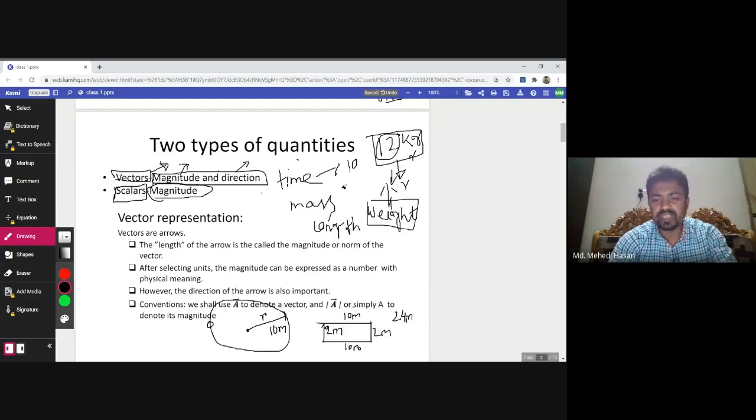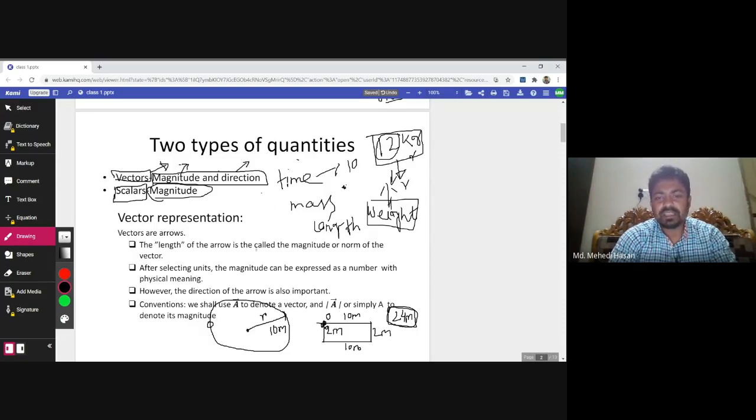But displacement is the difference of the final and initial position. The initial position is here, and the final position is also here. So initial position and final position are the same, and that's why displacement is 0. Here displacement is a vector quantity and distance is a scalar quantity. So the answer is 24 meters for distance, but for displacement the answer is 0.